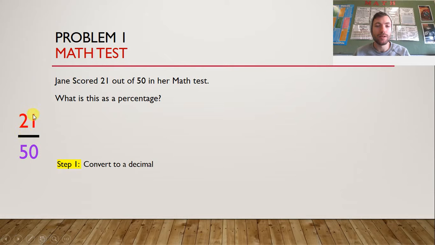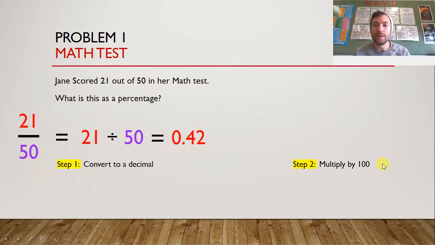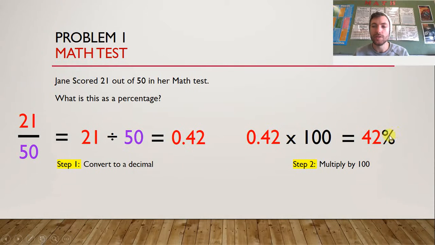We're trying to convert that to a percentage, so we're going to convert it to a decimal first. Like we did before, we're going to put that as 21 divided by 50, just remembering that just means divide, and that gives us 0.42. Our second step is to multiply it by 100. Remember, to convert a decimal into a percentage, we multiply by 100. So 0.42 times 100 gives us 42%.